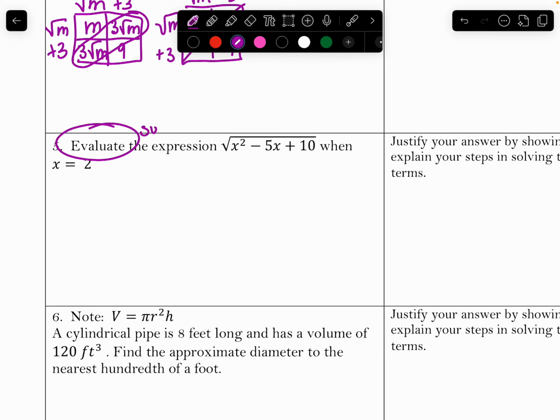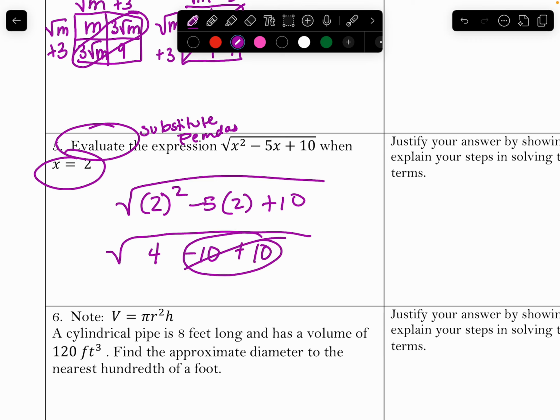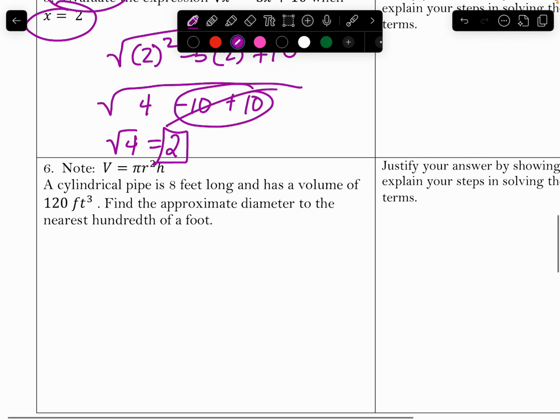evaluate. Evaluate means we substitute, or basically do PEMDAS. So substitute x equals 2. 2 squared minus 5 times 2 plus 10. Okay, you guys will have calculators at this point, but try not to use it here. Whoops. 10 minus 10, 0. Square root of 4 is 2. Number 6.